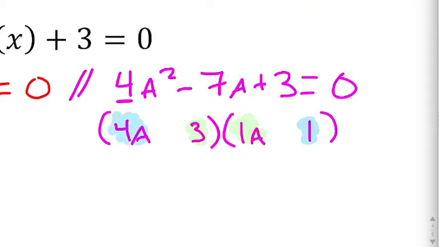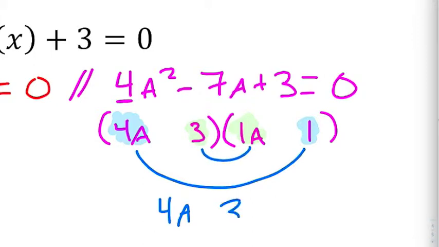All right, so to get our middle, our first term still works because I have 4a times 1a. Our last term still works. I have 3 and 1. Now in the middle, I have 4a times 1, which would be 4a. And I have 3 times 1, which would be 3a. Now I can make that as negative 7a. If I make that negative and that negative, these would be negative, and that would be my 7a.